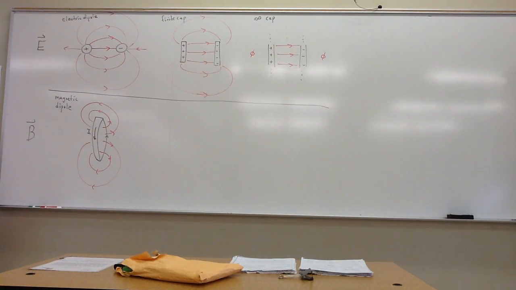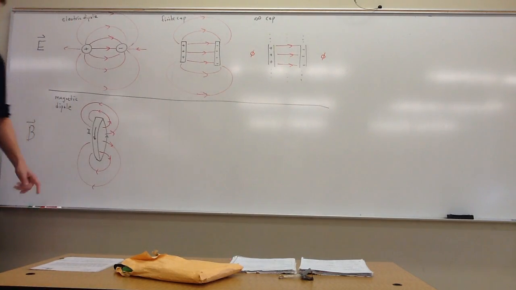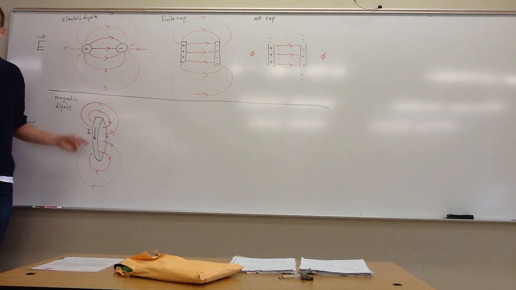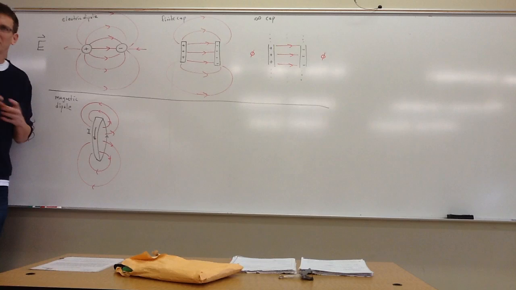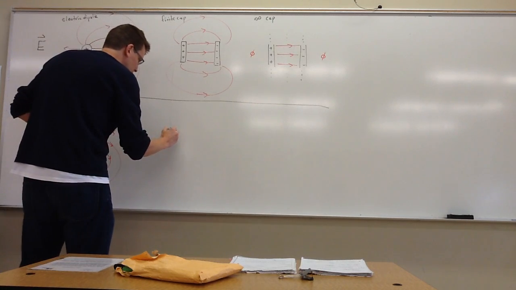So I'm going to do the same thing with my magnetic dipole. I'm going to start morphing it from a single loop, or maybe a very few couple loops that can all be imagined to be in the same place, to a finite tube, to an infinitely long tube. So let me do that.